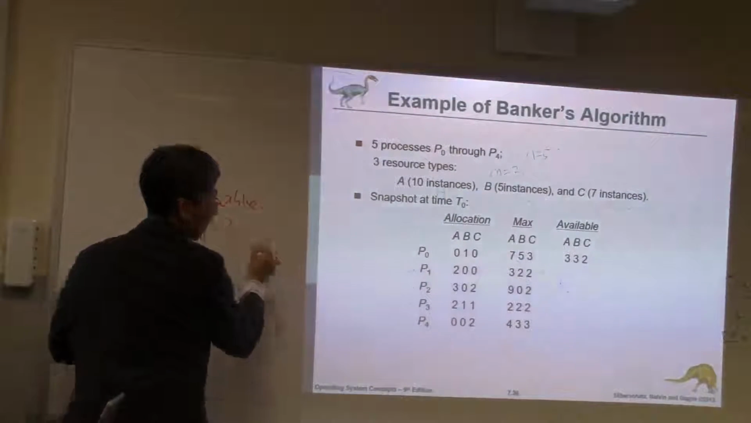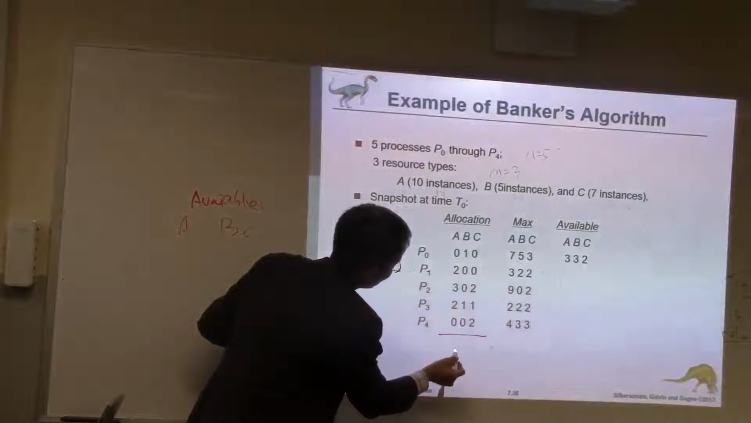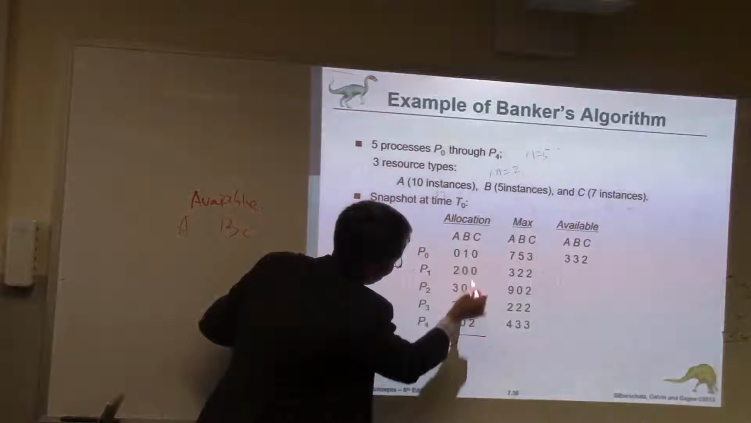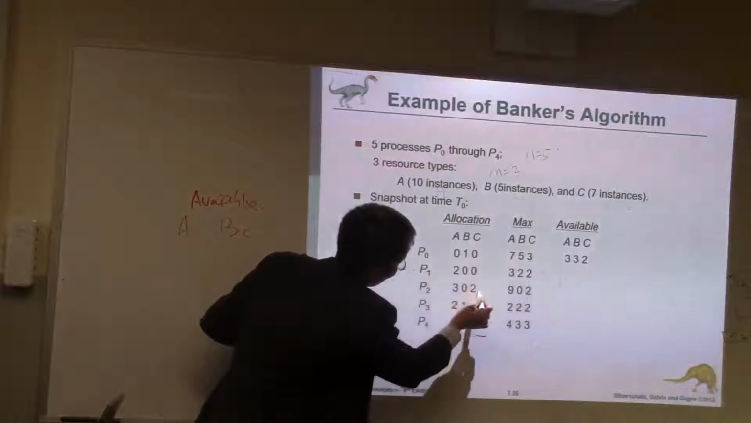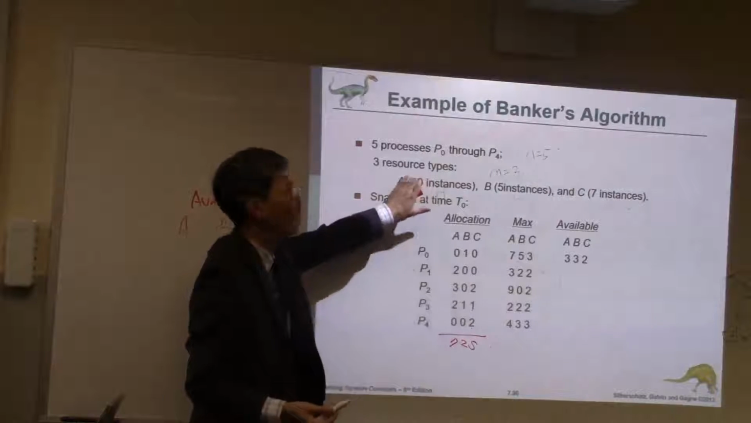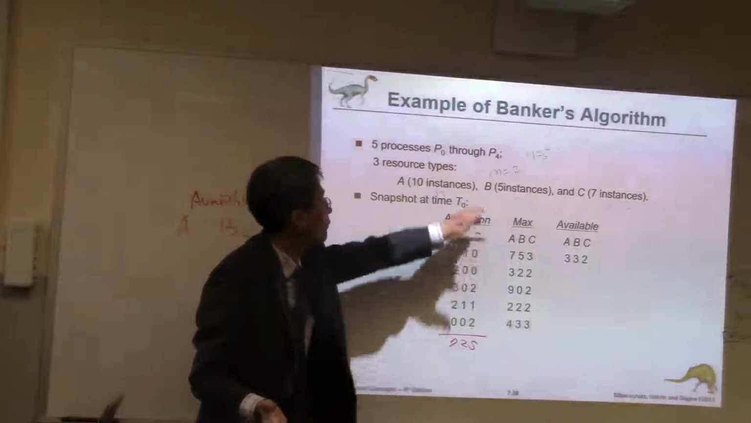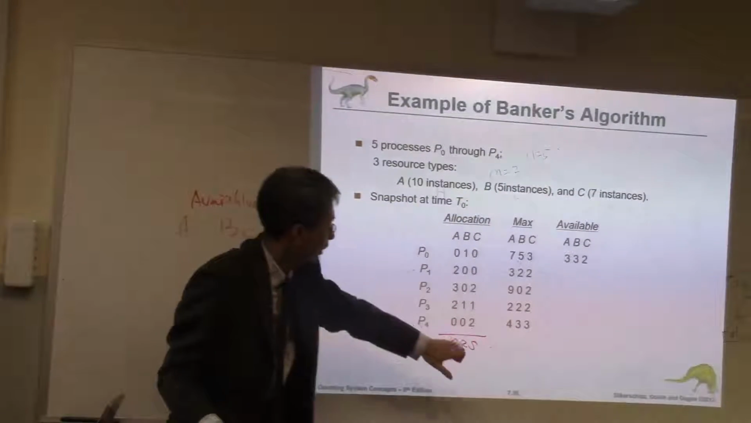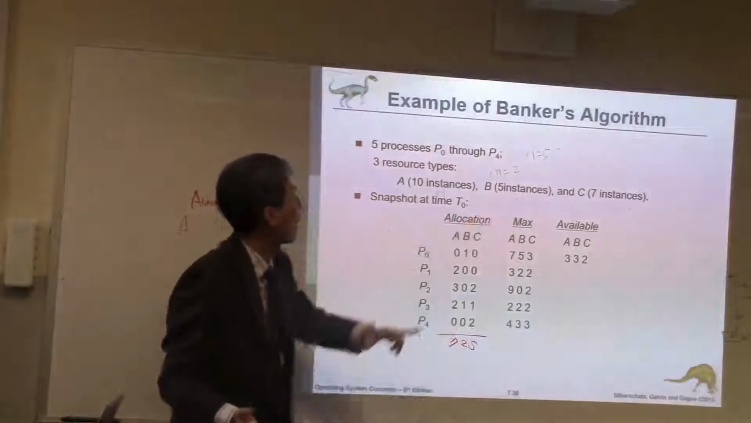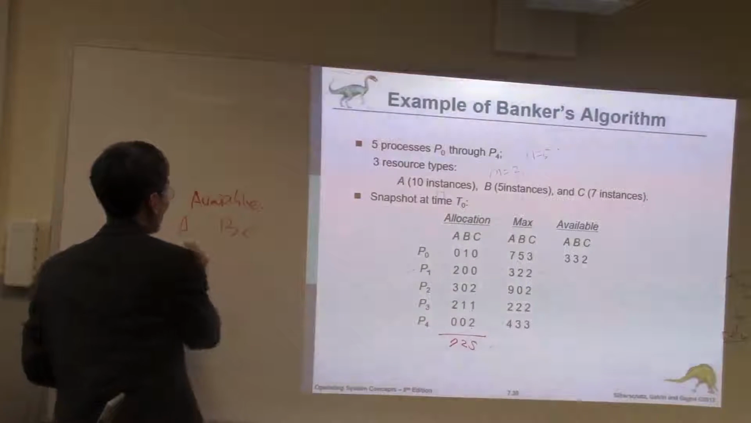A, B, C. We can sum up. 2 plus 3 plus 2 is 7. 1 plus 1, 2. 2 plus 1 plus 2, 5. Currently 7 of A are held, 2 of B are held, and 5 of C are held. Okay? Then, how many of them are available?